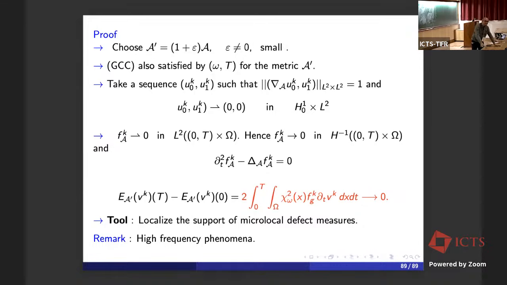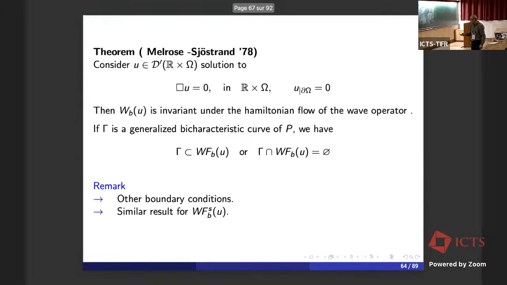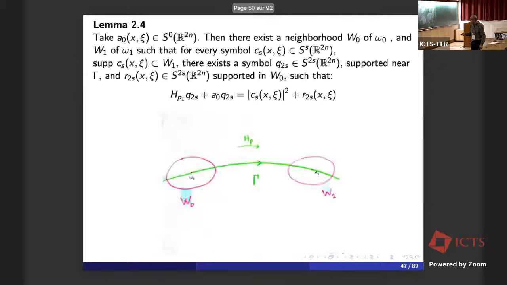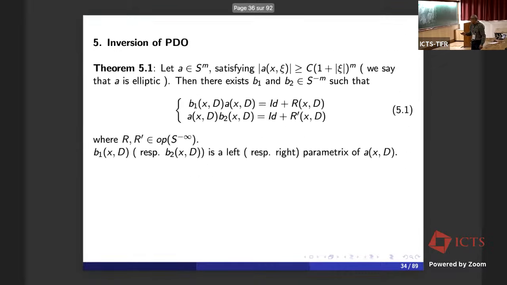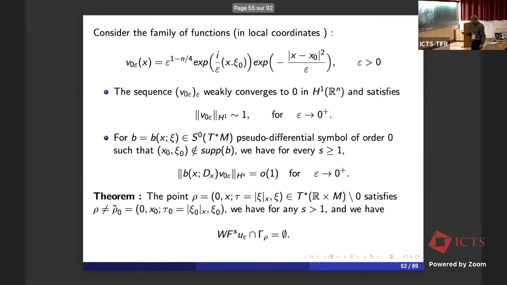Yes, sir. On slide 52, can you go to slide 52? Here you are taking the family of functions, this V naught epsilon x. What is the motivation behind considering this highly oscillatory function with the Gaussian? Why are we constructing it in this particular way?